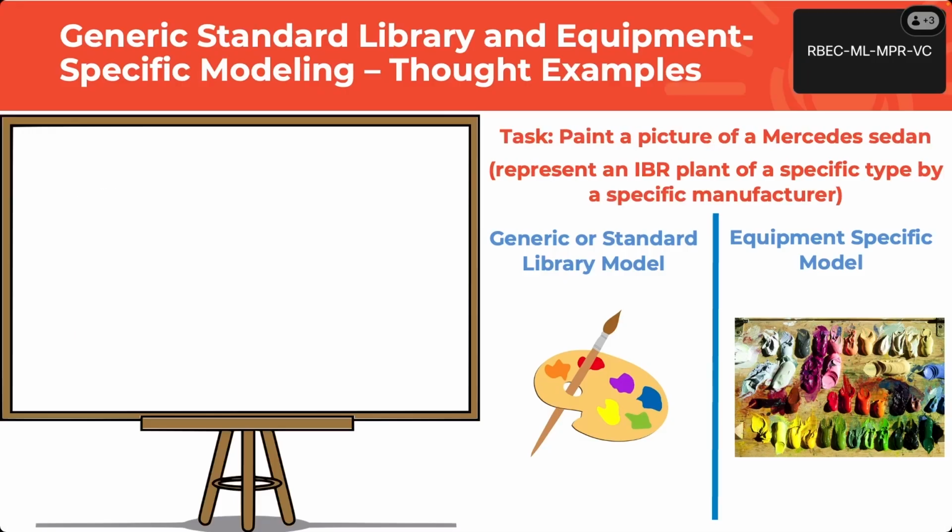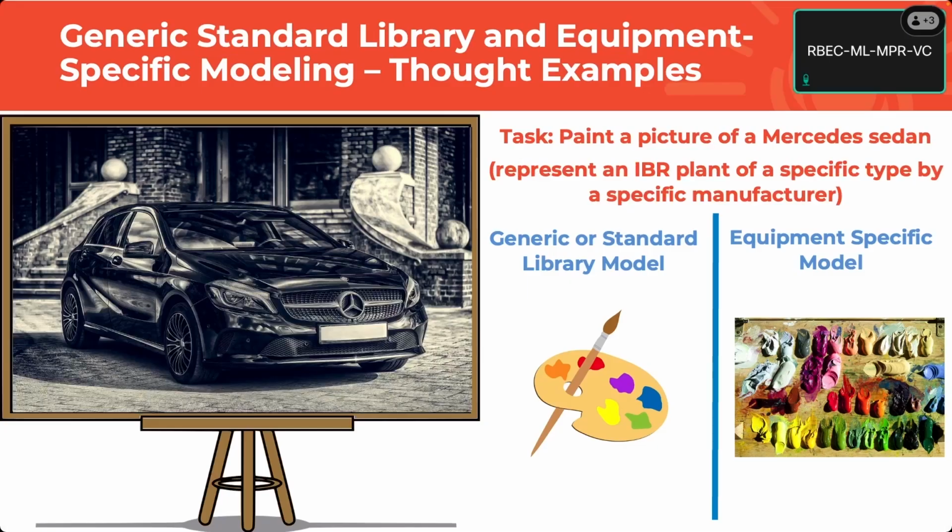And the last is a Mercedes sedan. I don't own one, but if anyone wants to sponsor me because of the slide, I'll take it. But this is an example of like a specific type of plant in a specific manufacturer, right? And if you want that, you're painting a very specific picture, which means you need all the colors in the toolbox. And it's not going to paint this with the generic palette.